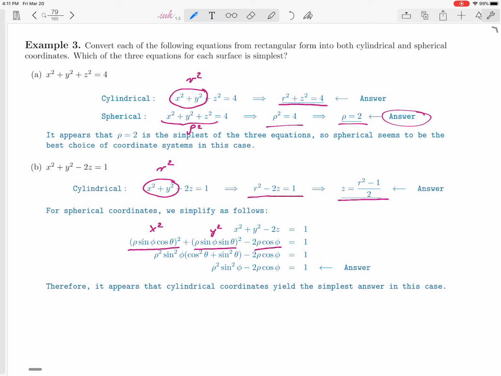Now, if you remember your trig identities, you may remember that cosine squared theta plus sine squared theta is equal to 1. And we can actually factor that out of the first two terms. And so we can replace the cosine squared theta plus sine squared theta with 1. And so this simplifies to our final answer, rho squared sine squared of phi minus 2 rho cosine phi equal to 1. Looking at those two answers, the first one looks a little simpler, so I would say that one wins in this case.